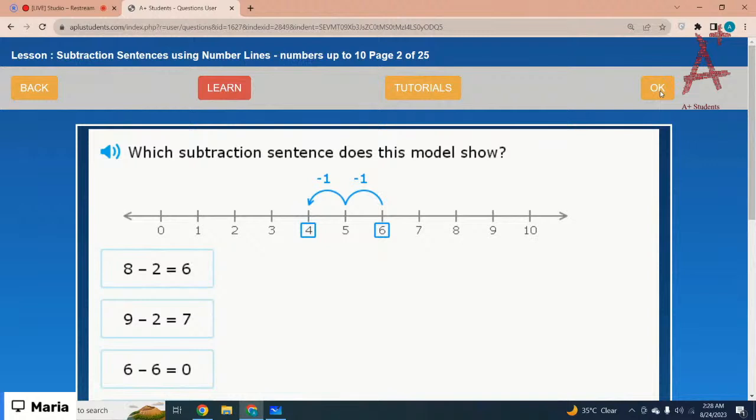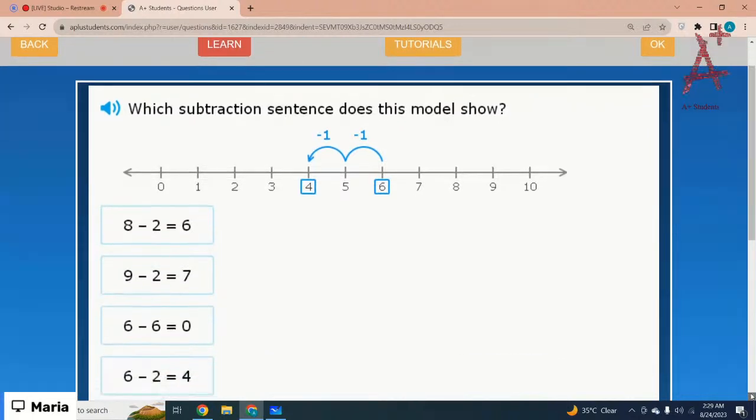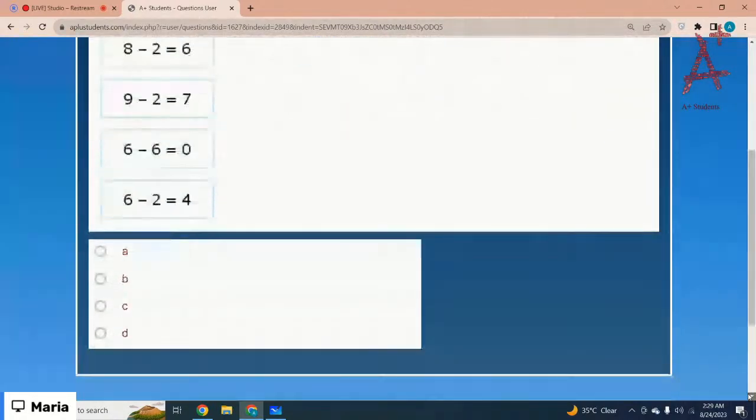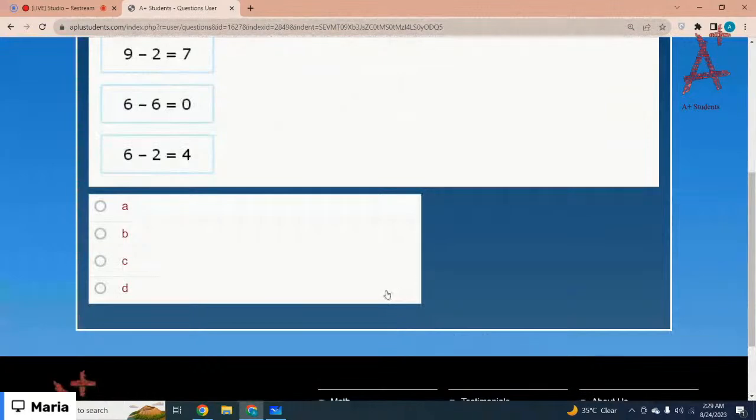Which subtraction sentence does this model show? Which is the correct option? You started with 6. You go back by 2 and you are left with, that means 6 take away 2 equals 4. That means option number D is the correct option. 6 take away 2 equals 4. D is the correct option.